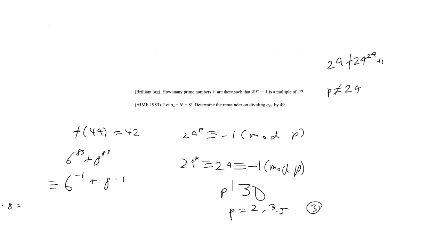So that means that the inverse of 6 would simply be negative 8. So this is just negative 8 minus 6 because if 6 times 8 is 48, which is negative 1, then negative 6 times 8 is just 1. So this is just negative 14, which is also congruent to 35, which is our final answer.